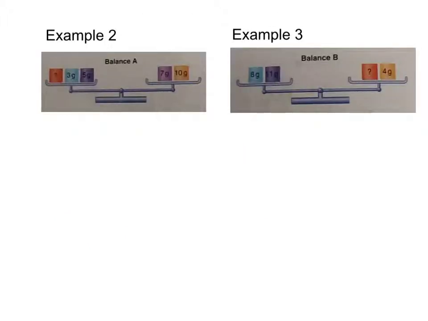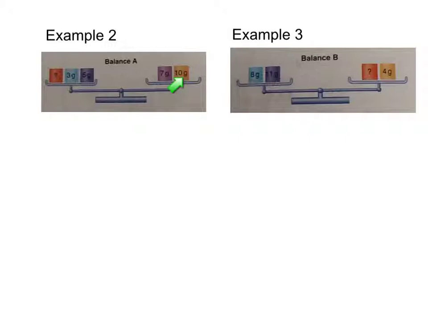Next, we're going to look at two examples of a balanced scale and how you would represent this as an equation when you have an unknown mass in one side of the pan. So let's look at example number 2. If I wanted you to express this as an equation, I see a question mark, so I don't know what the mass of that red box represents. I see 3, I see 5, and then on this side I see 7 and 10.